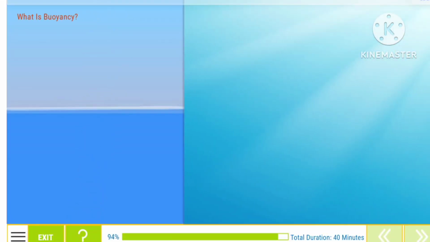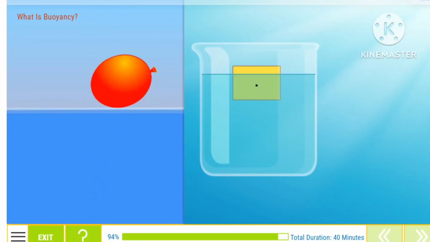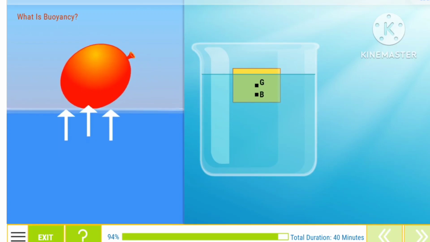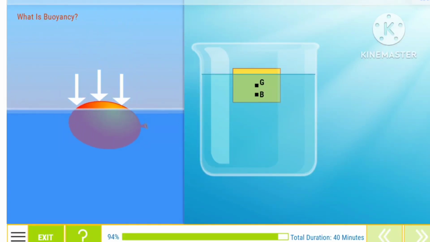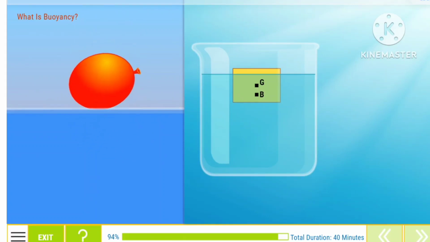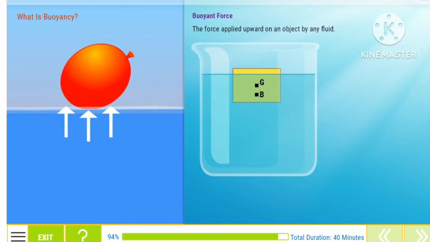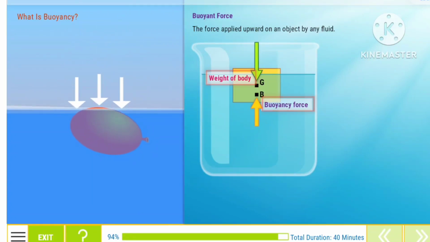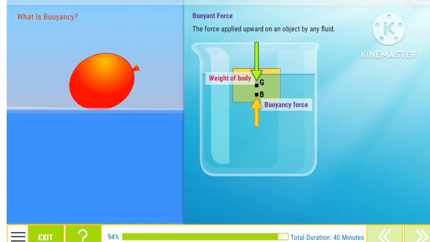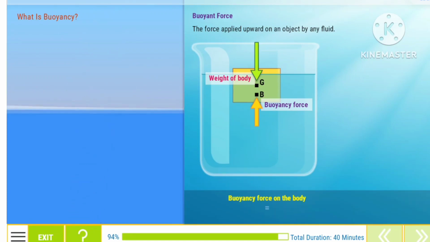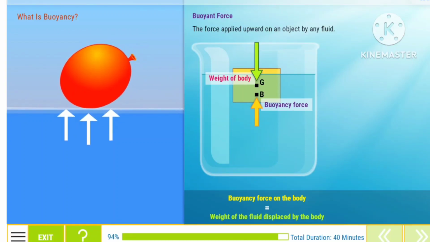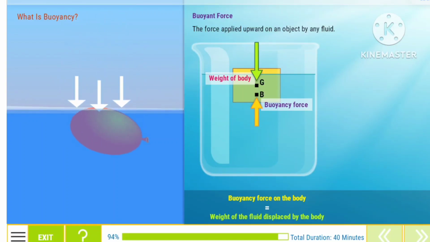What is buoyancy? We have completed the first topic on total pressure and center of pressure. Let's proceed with the next topic on buoyancy and flotation. A buoyant force is the force applied upward on an object by any fluid. When a body is immersed in a fluid, an upward force is exerted by the fluid on the body. This upward force is equal to the weight of the fluid displaced by the body and is called the force of buoyancy or simply buoyancy.